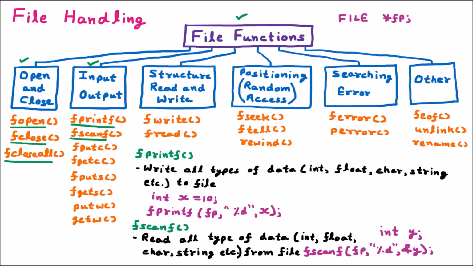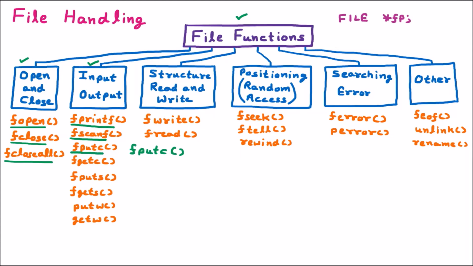The next function is fputc. This function is exactly the same as the function putc. Here C signifies character. So this function is used to write a character onto the file. So let us assume that we have a character variable. So we can say char ch. So this is the character variable ch.